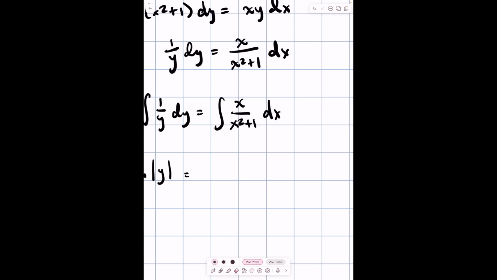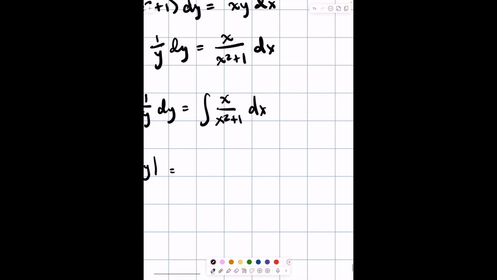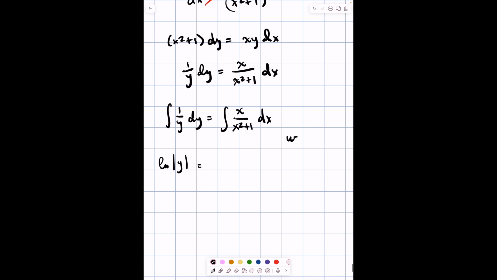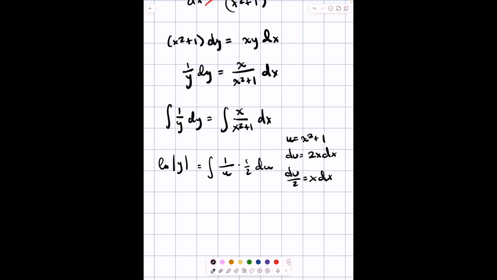But for the next side, to evaluate this integral, we have to do a u substitution. So let u is equal to x squared plus 1, then du is equal to 2x dx. Then du over 2 is equal to x dx. Okay, so then you just perform the u substitution. As long as I plug in du over 2, I can substitute it. So I'll just do 1 over u times 1/2 du, something like this.